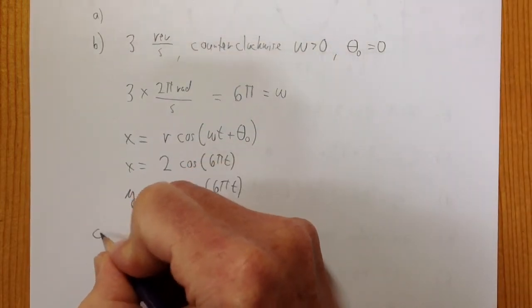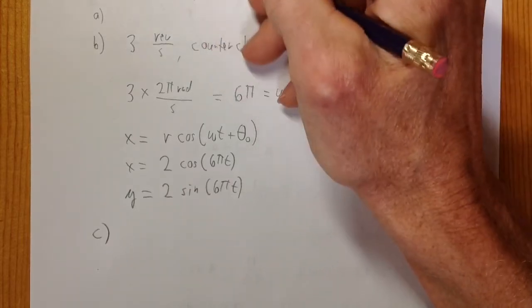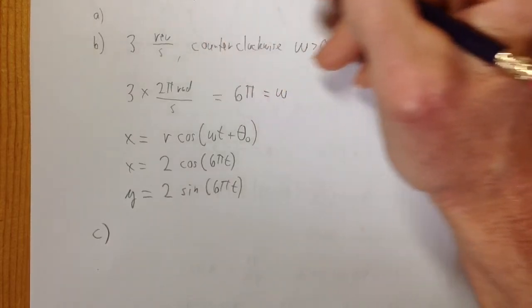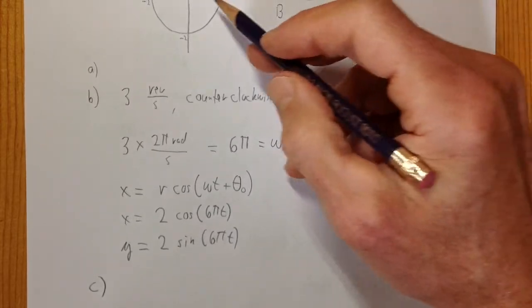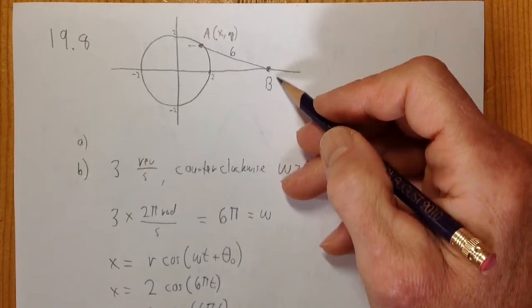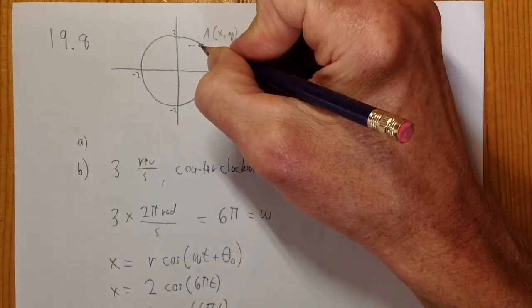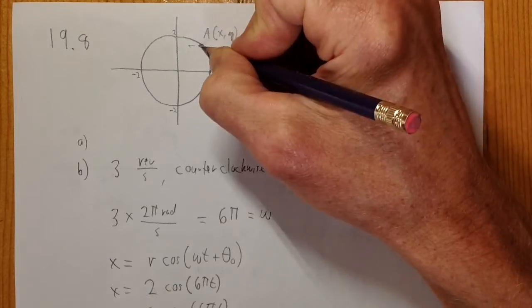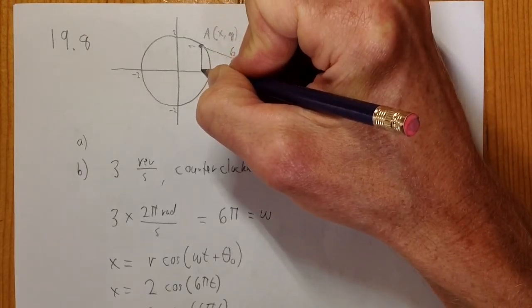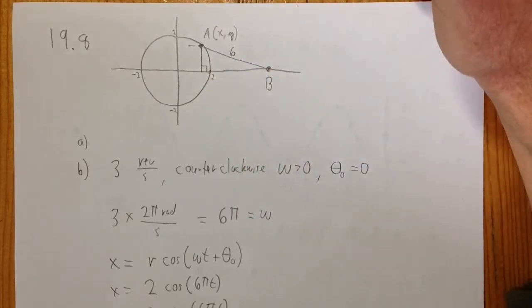Now part C is the tricky part. Now they want to know where the point B is. So A is just going around our circle, 3 circles per second, or 6 pi radians per second. But what is B doing? What is this point B doing? A lot of times the trickiest part with these things is drawing the picture. So I'm going to make a right triangle, because that's always what you should do if you can, because we know how to do math with right triangles.